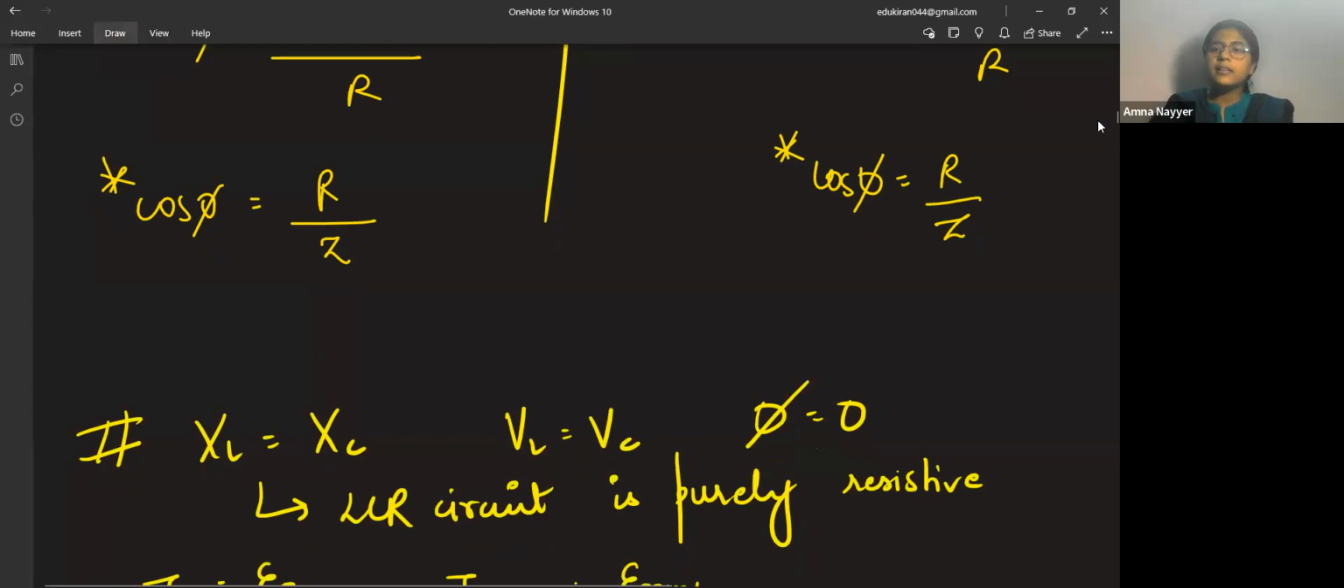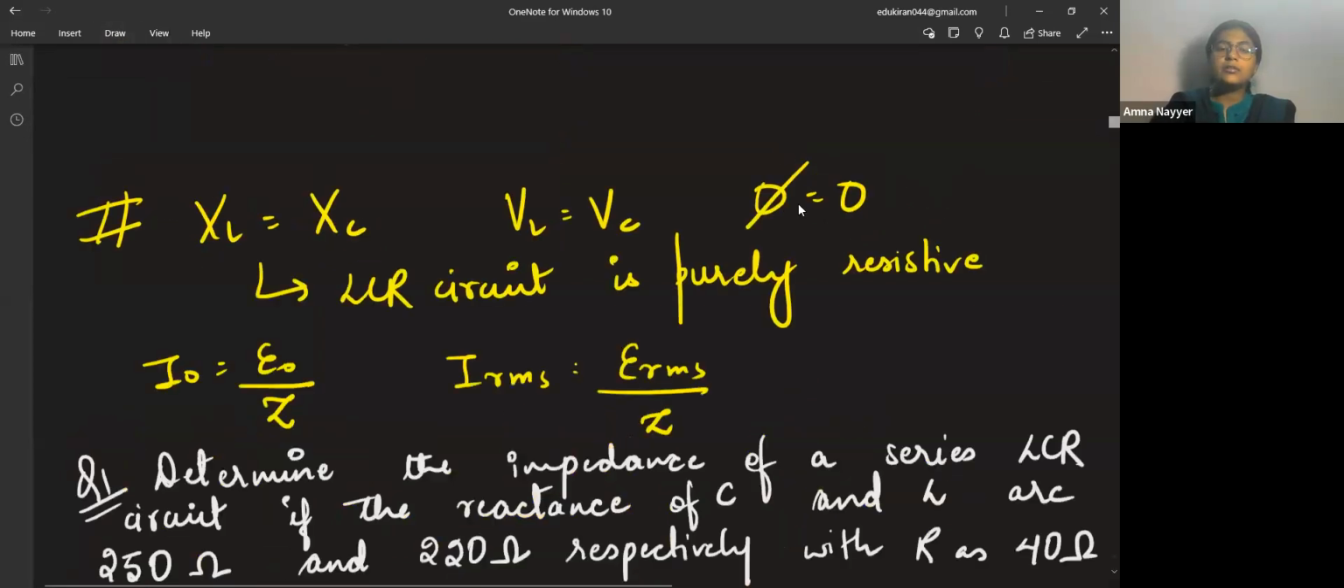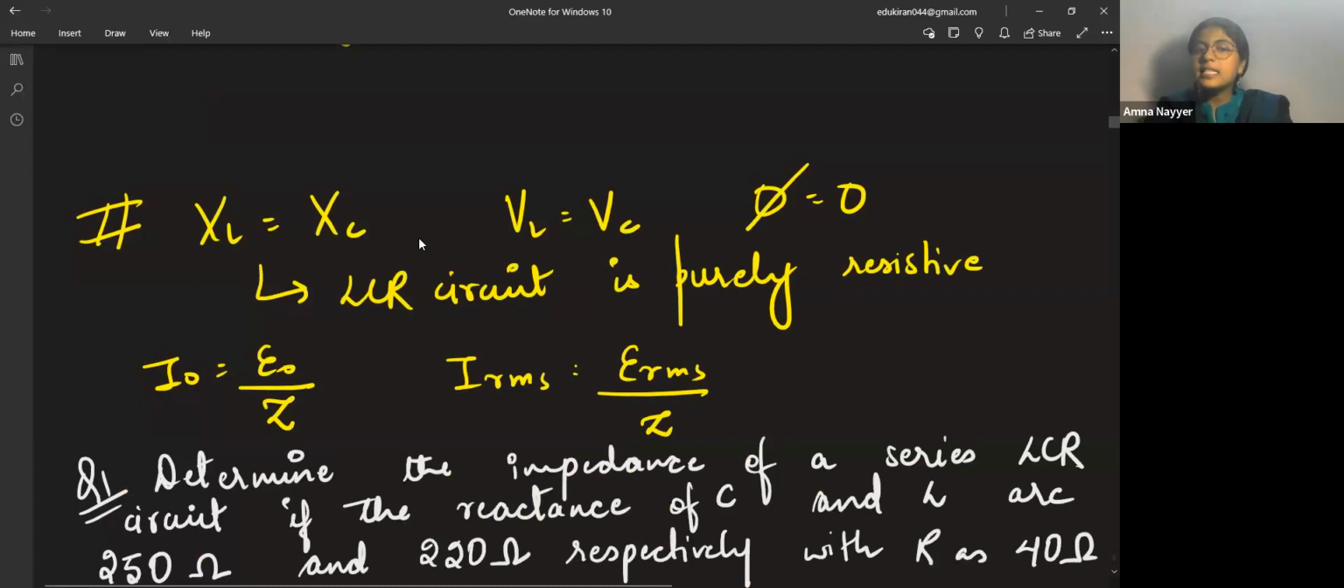All right. Now see, XL is equal to XC. This is a special case. You have a proper separate topic, resonance, which we will study, where XL is equal to XC. So in that case, VL is going to be equal to VC, where phi will be 0. This we'll be studying in detail.